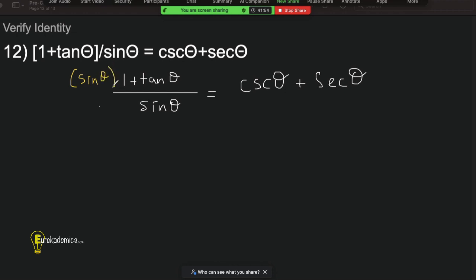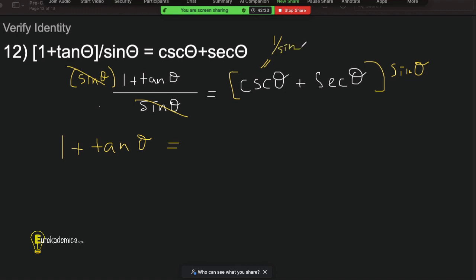Okay, I'm just going to multiply this by sine theta. And then we have to bracket this. And then this becomes sine theta. Okay, so the sine theta cancels out. You're left with 1 plus tangent of theta equals. Okay, now sine theta times cosecant. Remember, cosecant is 1 over sine. So if I'm multiplying that, I'll get technically sine theta, which is the original yellow one, over sine theta, which is cool.